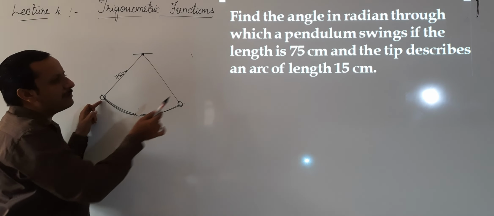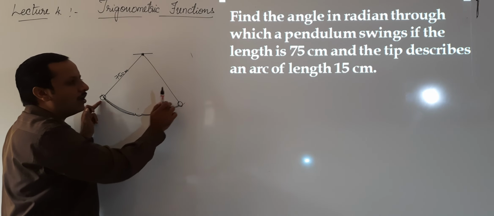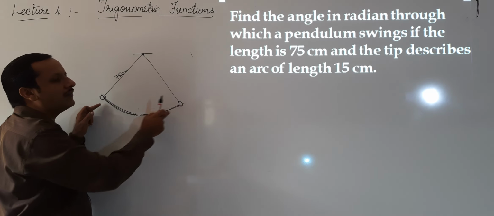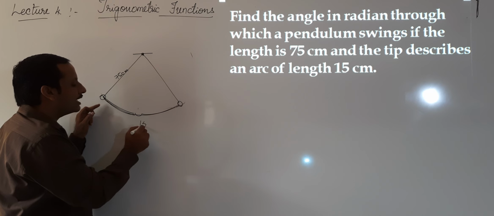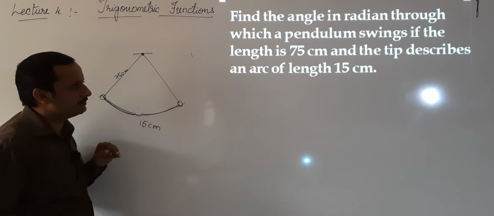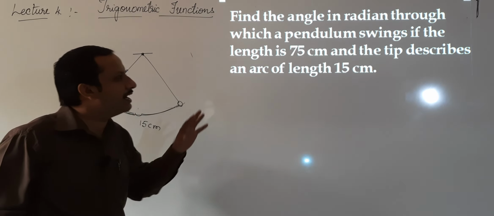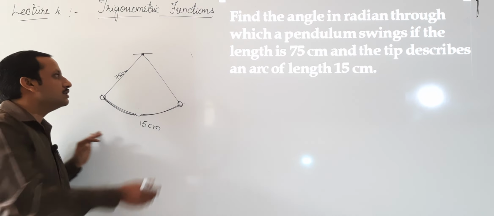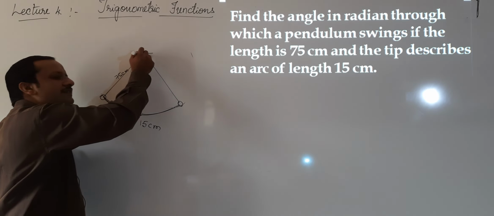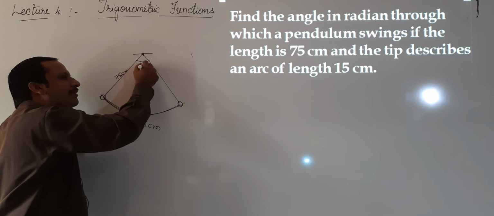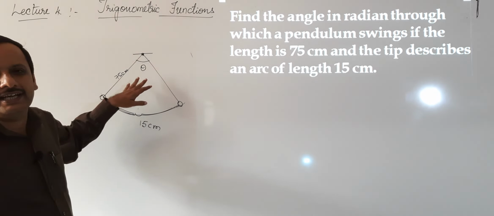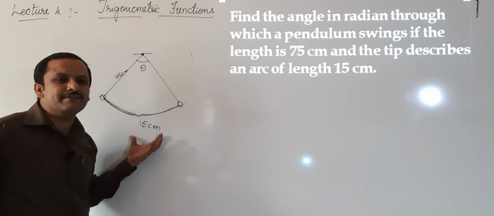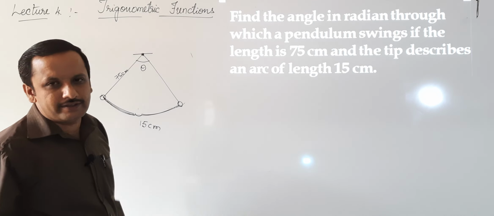Now, the length of the pendulum will be the radius of that circle. The tip of the pendulum describes an arc of length 15 centimeter. That is what they have given. So, this is the length of the arc. That length of the arc is 15 centimeter. Then the question is, find the angle in radian through which the pendulum swings. So, this is the angle. This is the center of the circle. And this angle, let me call it theta. That theta we have to find out now. Okay, length of the arc is given, radius is given, you have to find theta.